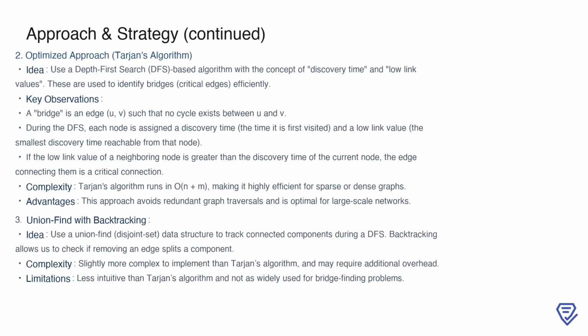A more optimized and widely used approach is Tarjan's algorithm, which is based on depth-first search and leverages concepts like discovery times and low link values.